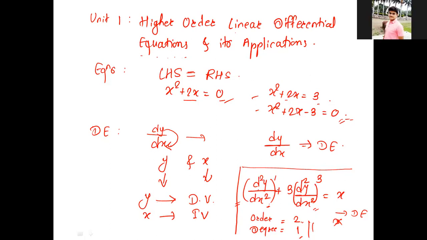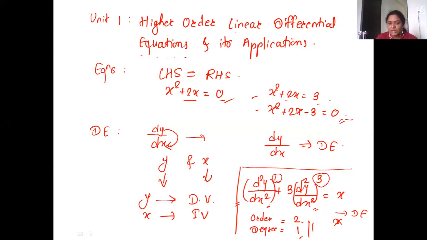Yes, very good. Highest order derivative, both are double derivatives, d2y, d2y, so order is 2. And the degree is the highest power of the highest order derivative. Both are highest order here. Here the power is 1, here the power is 3. Among these two, 3 is the highest, so degree here is 3. So are you clear with order and degree now? Yes, ma'am. Good. Any doubt, please ask.